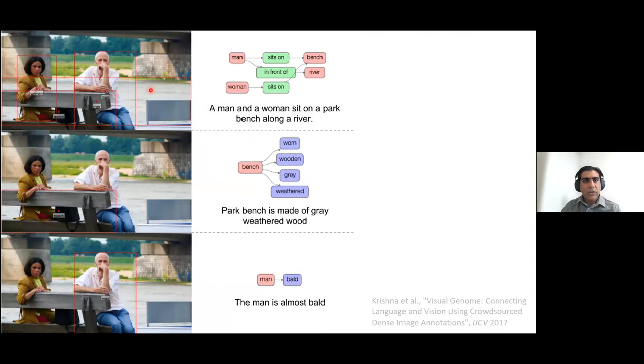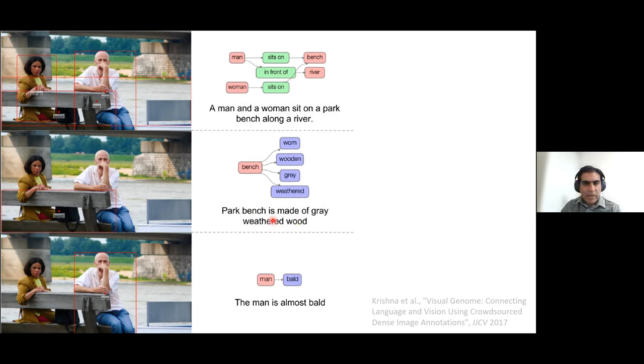To show you, here is an example. If we have this image, the caption could be: a man and a woman sit on a park bench along a river. We could actually make a graph from this text itself. For example: man sits on bench, man in front of river, woman sits on bench. These pink ones are the objects, and these are the relationships of one object to another object. Similarly, another caption: park bench is made of weathered wood.